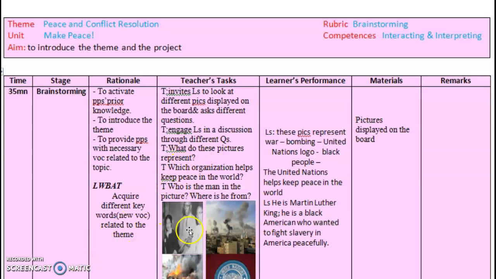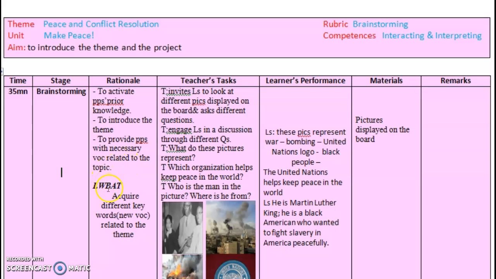The third section is rationale. Rationale is the purpose of doing the activity. Why do you do such an activity? Here I have stated the rationale for my tasks. The first one is to activate pupils' prior knowledge. The second one is to introduce the theme. The third one is to provide pupils with necessary vocabulary related to the topic.